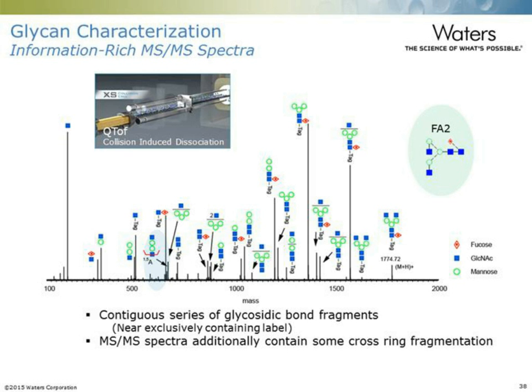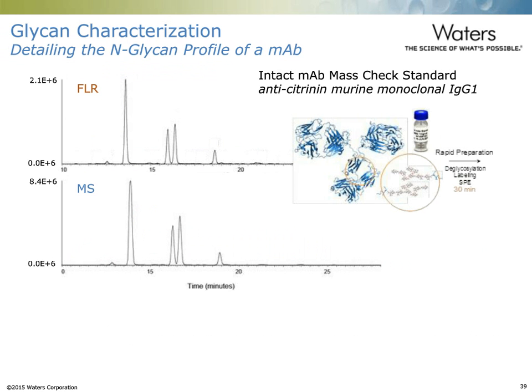Clearly, the enhanced ionization efficiency provided by RapiFluor-MS, combined with the newest developments in QTof mass spectrometry, make for a powerful toolset for glycan characterization. To this end, these new technologies have been applied to characterize the N-glycan profile of another monoclonal antibody, in addition to the one shown just before.